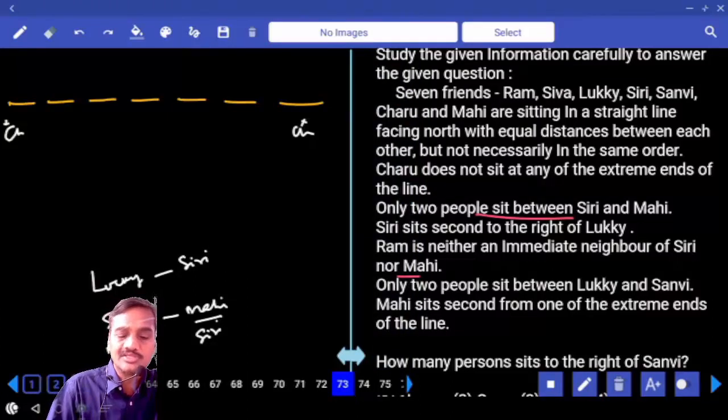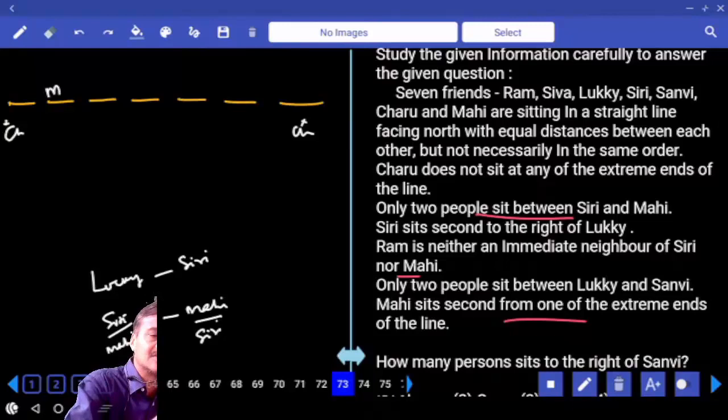Now between Lucky and Sanvi, how many people are there? There must be exactly two people. And Mahi sits second from one of the extreme ends of the line. Now this is the crucial information we have. Hence, let us write Mahi here.